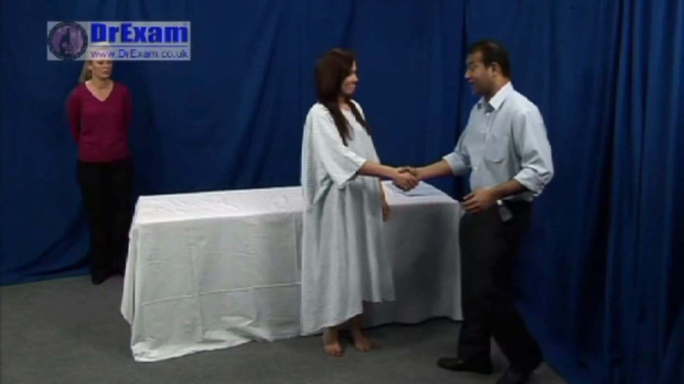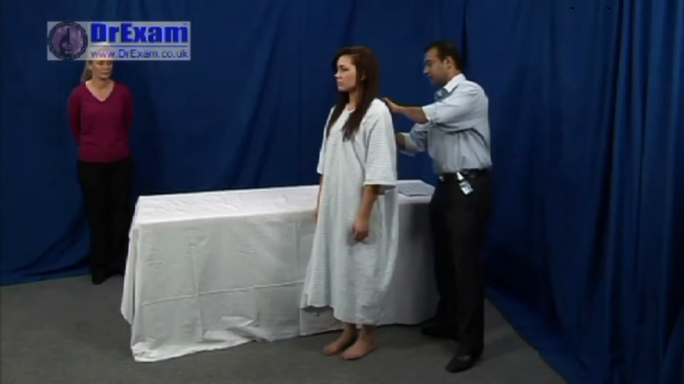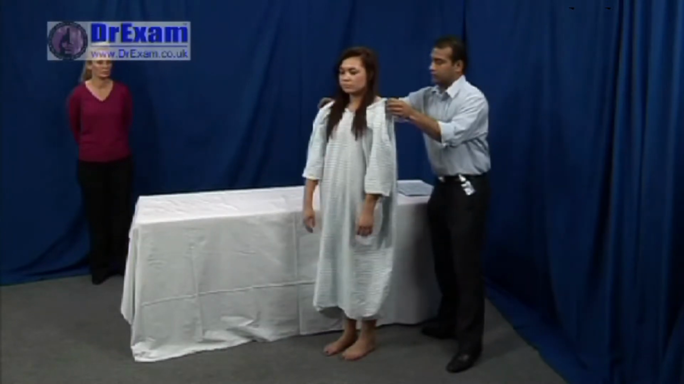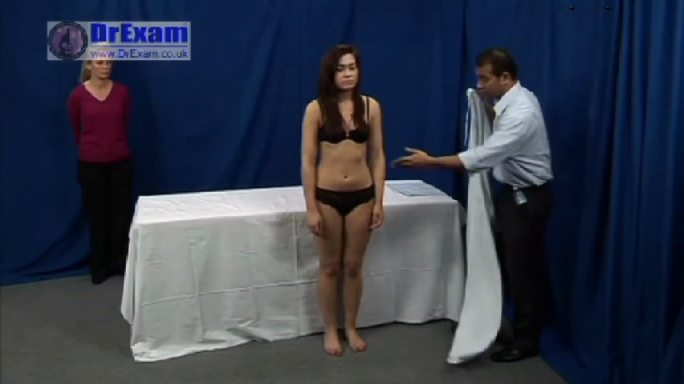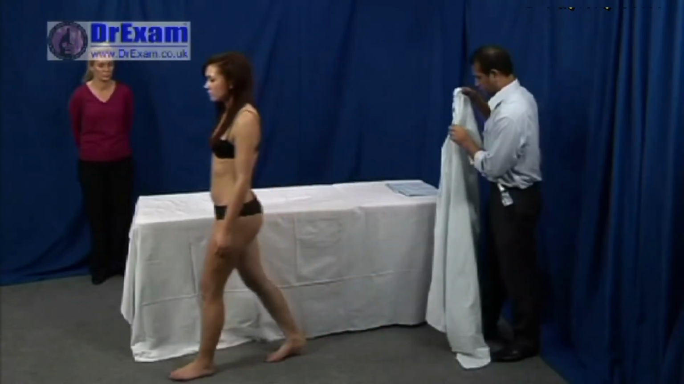Start the examination by washing your hands. Greet the patient and ensure that a chaperone is present. Obtain adequate exposure, initially ideally to underwear, to assess gait. Ask the patient to take a few steps, turn around and come back.